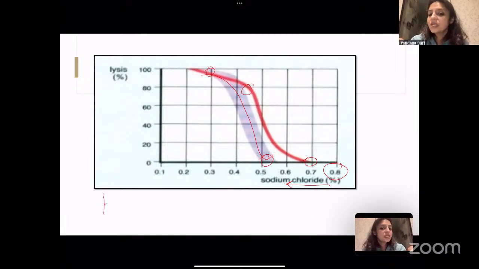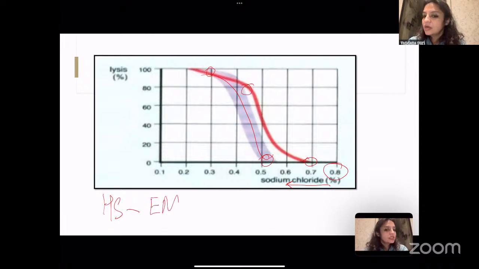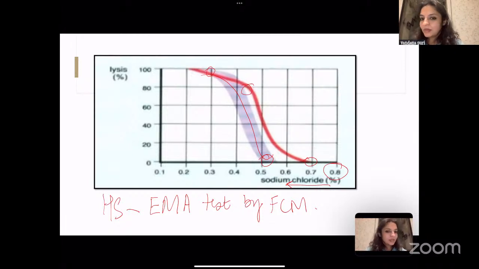So if somebody asks you what the diagnostic method for hereditary spherocytosis is, you should write that this is the EMA test, the EMA binding assay by flow cytometry. This EMA test by flow cytometry is diagnostic of hereditary spherocytosis. Please remember that. This EMA is a molecule that directly goes and binds with band 3 and gives you the vertical bond. If it is intact, then your fluorescence will come.